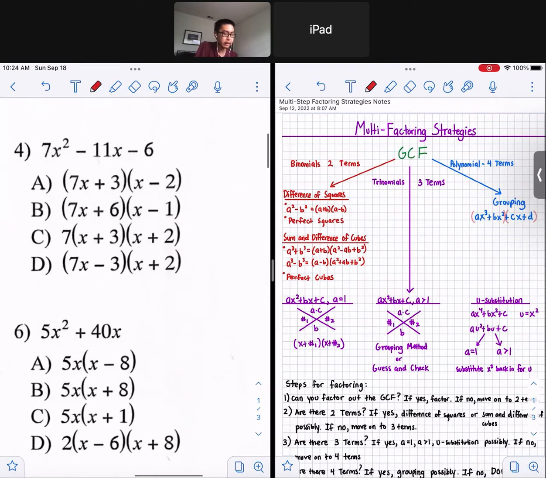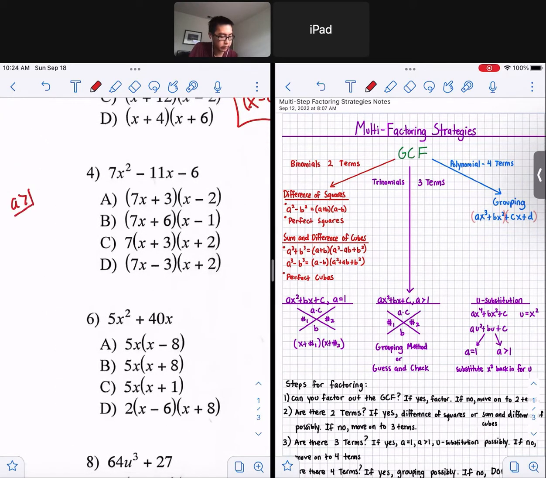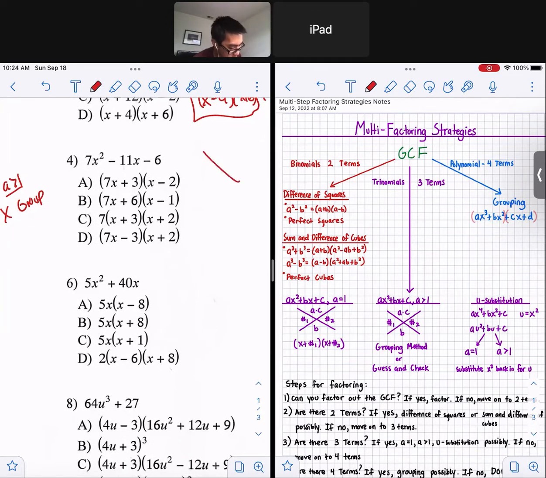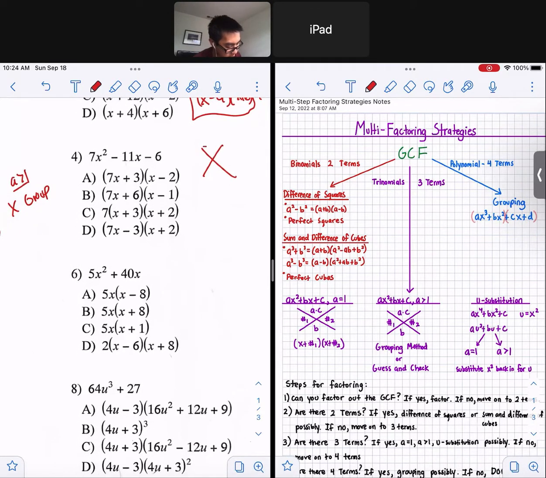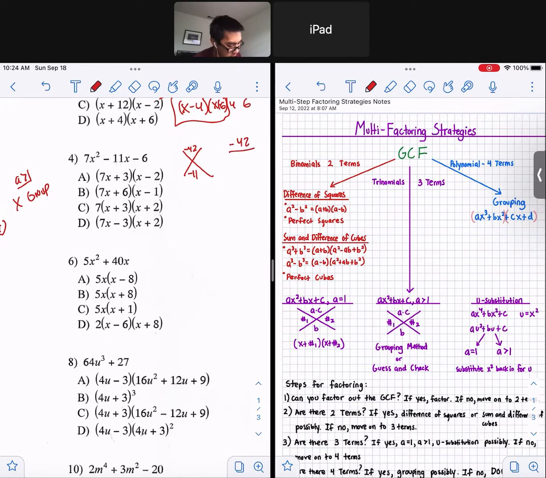Number 4, we can't factor out something from each term. So again, this is going to be an a greater than 1 case, which means you have to do the X method and then group. 7 times negative 6 is negative 42, and negative 11 goes on the bottom. Again, it's good to think of all the factors of 42, because it'll help you weed out your options. When we look at this, the only combination that will give us 11 is 3 and 14.